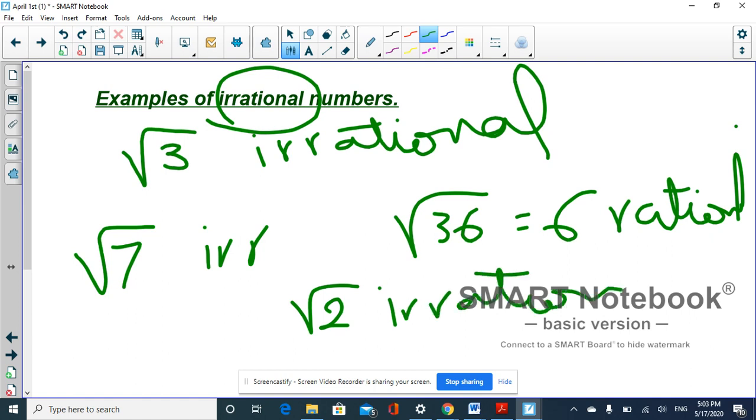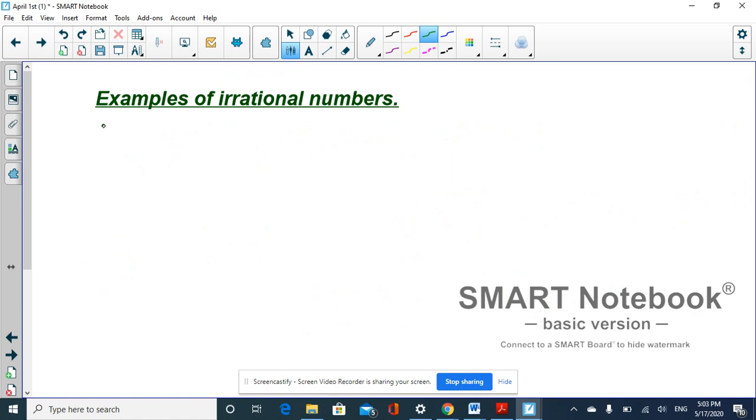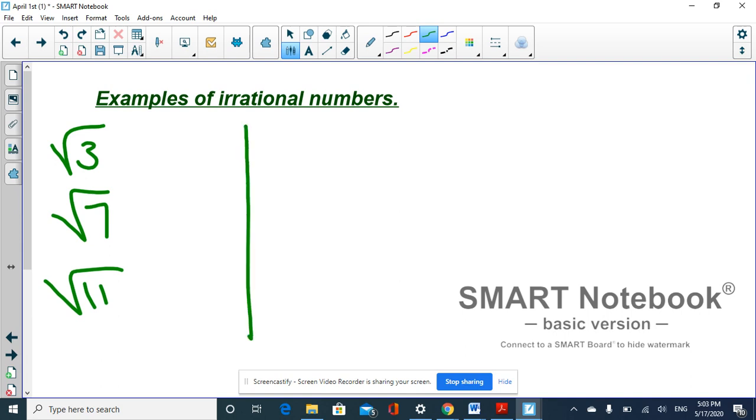And the same, we have root 3, root 7, root 11, the numbers that we can't find the root of, and the cubic root of a non-cube number like the cubic root of 6. There is no whole number that, if you multiply it by itself three times, gives you 6. If you put this on the calculator, you can't find it as a whole number. So this is irrational. Okay, so these are examples of irrational numbers.